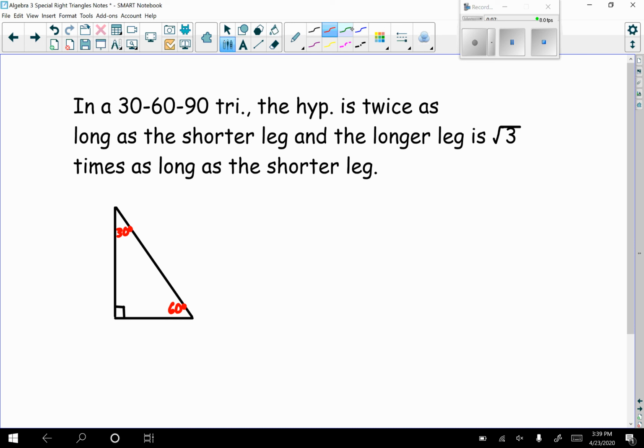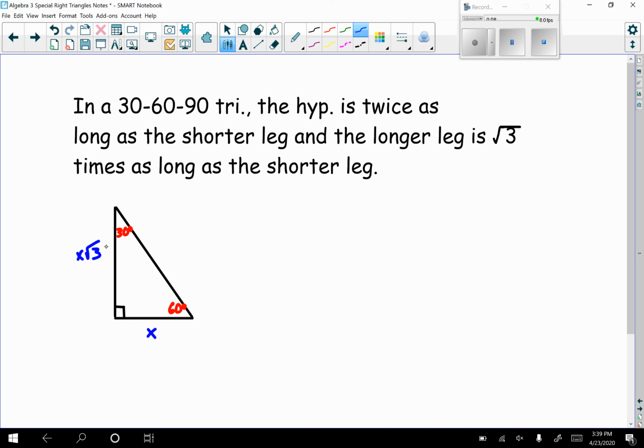So as we look at this, I'm just going to call the shortest side X. The longer leg is going to be X times radical 3. So notice we have a radical 2 with the 45, 45, 90. And a nice way to remember that is in that 45, 45, 90, two sides are the same. The two legs are the same. So think of the radical 2 tying in with that.